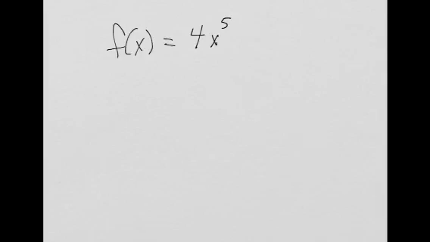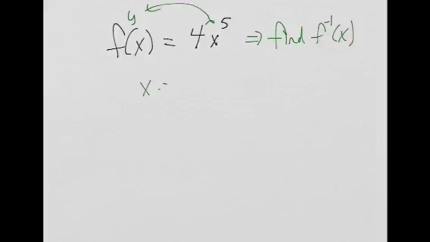So let's try one of these with a power function. Here's my function, f of x equals 4x to the 5th power, and we're going to find f inverse. So again, we're going to make this my y, and I'm going to switch my x and my y around. I'm going to get x equals 4y to the 5th power, and I'm going to solve this for y.